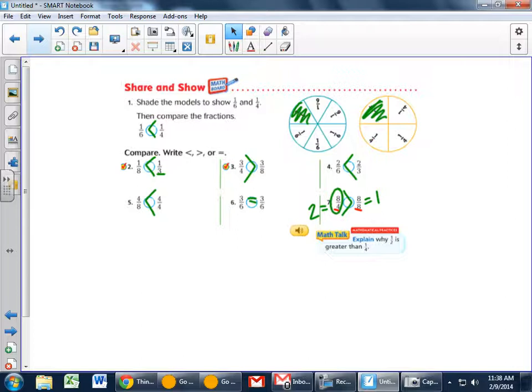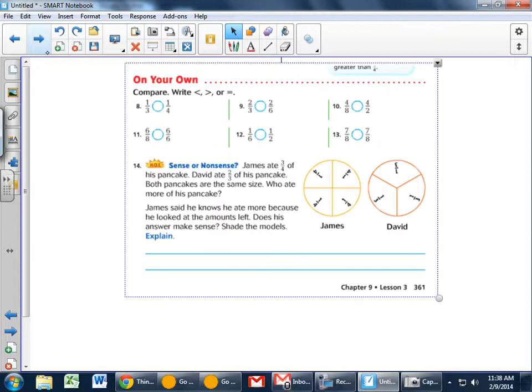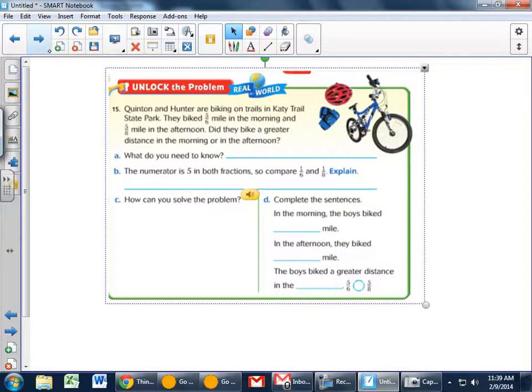Okay? The next piece is all on your own, comparing. That's just what we just did together. And does it make sense or not? James ate 3/4 of his pancake. David ate 2/3 of his pancake. Both pancakes are the same size. Who ate more pizza? James says he knows he ate more because he looked at the amounts left. Does this answer make sense? Shade the models and then explain. Okay, so first start by shading the models and then compare them and see if James' explanation makes sense and why. And then you have the next page, 362.